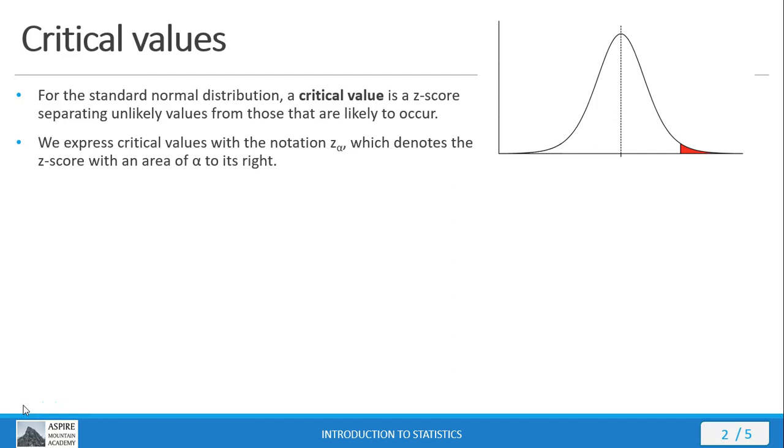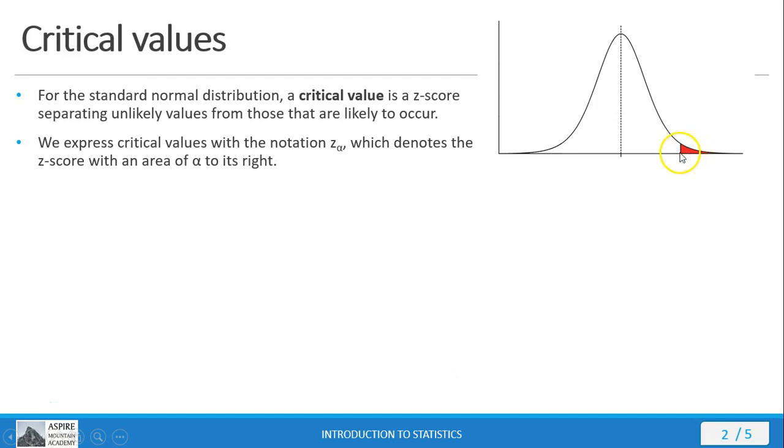Critical values are z-scores that separate unlikely values from those that are likely to occur. Values that are likely to occur are in the central part of our distribution, what we call the bulk of the distribution. Values out in the tails are unlikely to occur. The probability of those values occurring is really small because the area underneath the density curve for those values is very small, which means a small probability of occurrence.